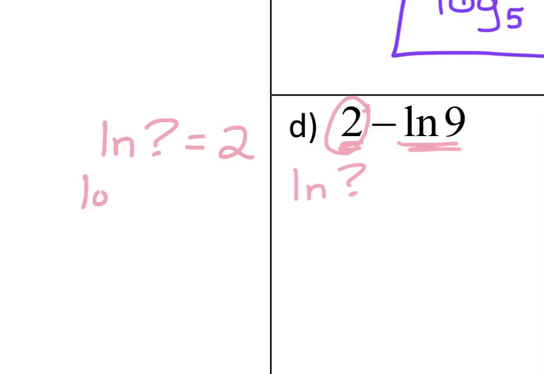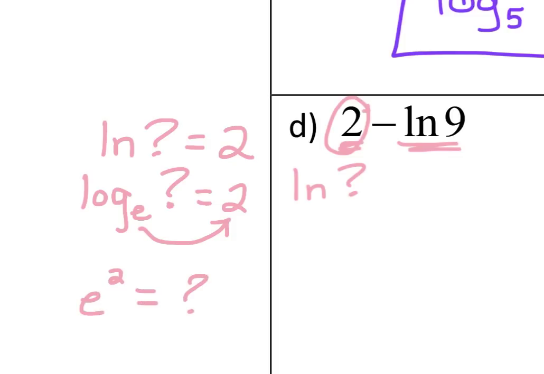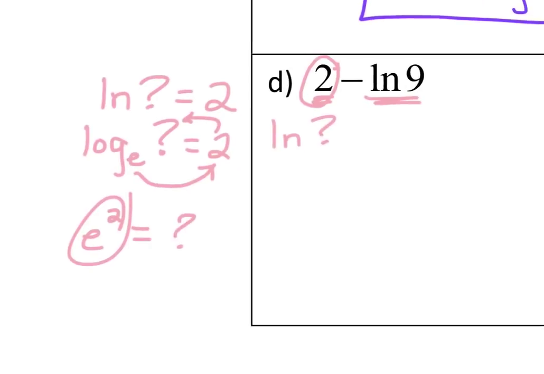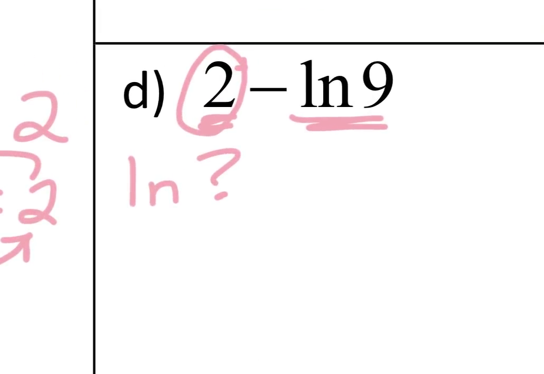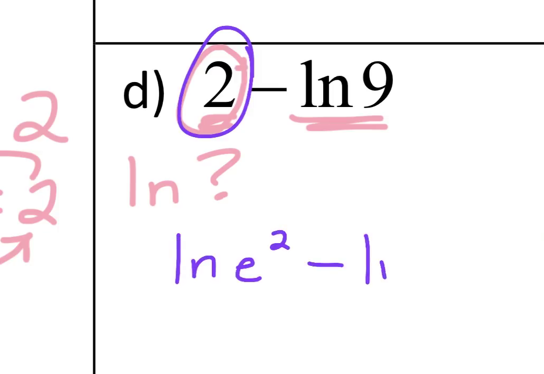Remember that ln means log base e, and I want to know, think, e to the second power equals what? That's this swish or the curve or the curlicue or however you learned it. Well, e to the second power is e to the second power. So the thinking there is ln of e to the second power is equal to 2. And so I'm going to replace the 2 here with ln e to the second power minus ln of 9.